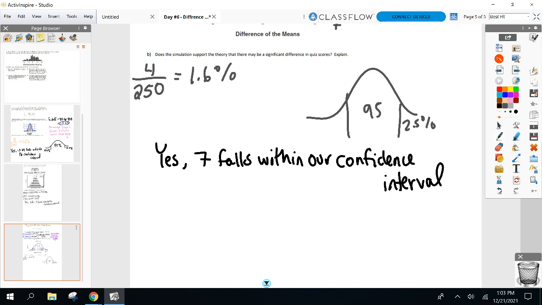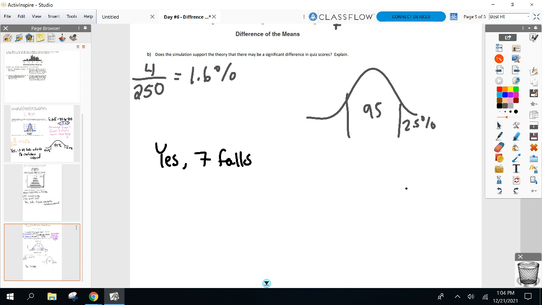Hi, Molly. So it's within. It's not. See? Sorry, I was just confused. I keep thinking about this next one coming up, but it's not an excuse. 7 falls outside the confidence interval. Thank you, Molly.